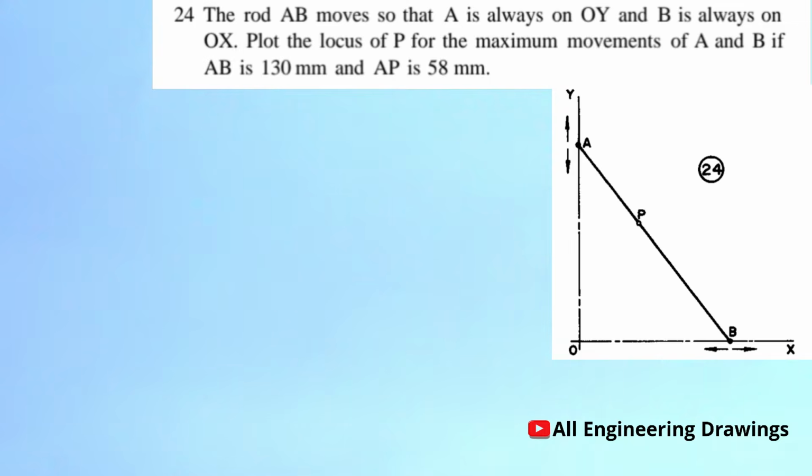In this video, I'll be showing you how to draw the solution of the above mechanism loci problem. As you can see above, the question says the rod AB moves so that A is always on OY and B is always on OX. Plot the locus of P from the maximum movement of A and B if AB is 130 mm and AP is 58 mm. So I will start by drawing the OY line, that is the vertical line.